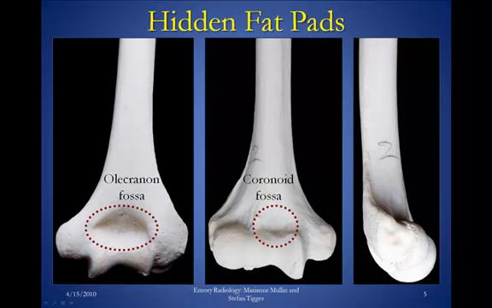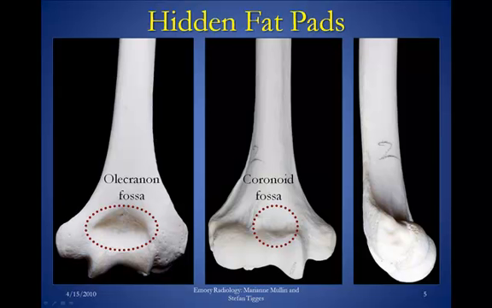Now normally you've got some fat around the elbow. You've got some fat that's hiding within the fossae around the elbow. So these are some images, some photographs of the distal humerus, and I've labeled the olecranon fossa and the coronoid fossa on those anterior and posterior images of the elbow. The olecranon fossa, of course, contains a fat pad, and the coronoid fossa also contains a fat pad. And those fat pads are normally very difficult to see because they are within these very deep fossae.